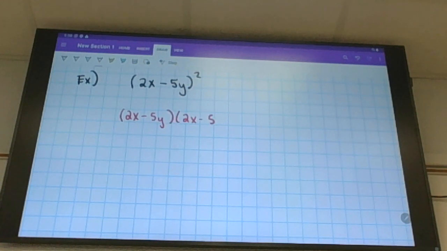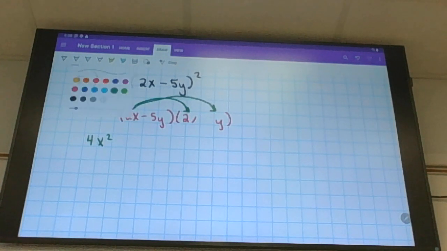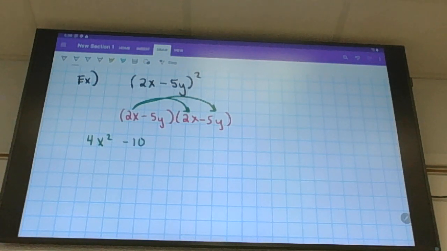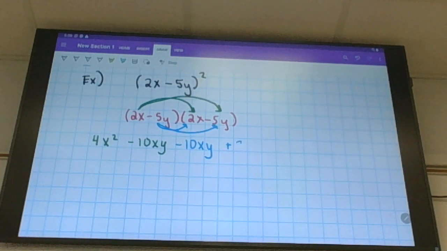Now let's see. Okay. So first, 2 times 2 is 4, and x times x is x squared. Then 2 times, better just make that one minus sign. Then 2 times negative 5 is negative 10, and there'll be an x and a y in that product. And then negative 5 times 2 is negative 10, and there'll be an x and y in that product. And then negative 5 times negative 5 is a positive 25. Y times y is y squared.